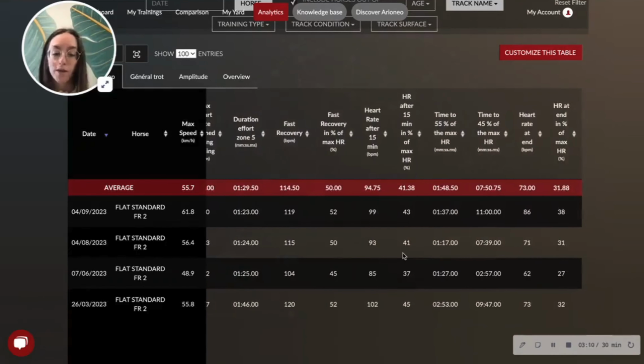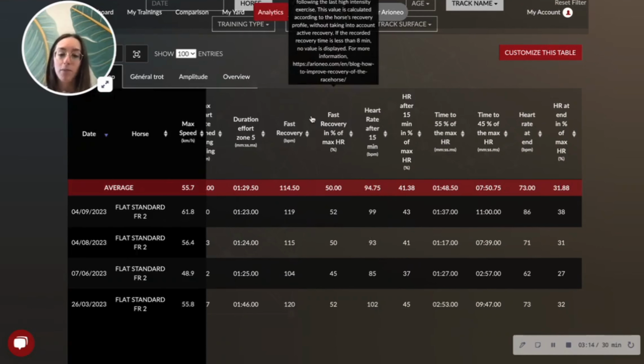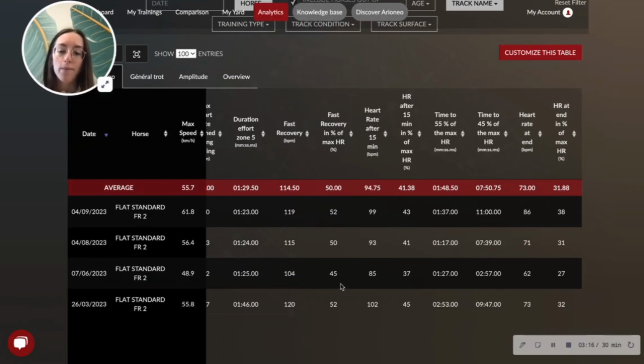But if we also take a look at the recovery, the fast recovery, which is the intensity perceived by my horse during the work, what I can see is that with the speed increasing, it's getting more intense for the horse, of course, but it's still under control. We have a fast recovery at 52%, which indicates a work of good intensity for the horse.